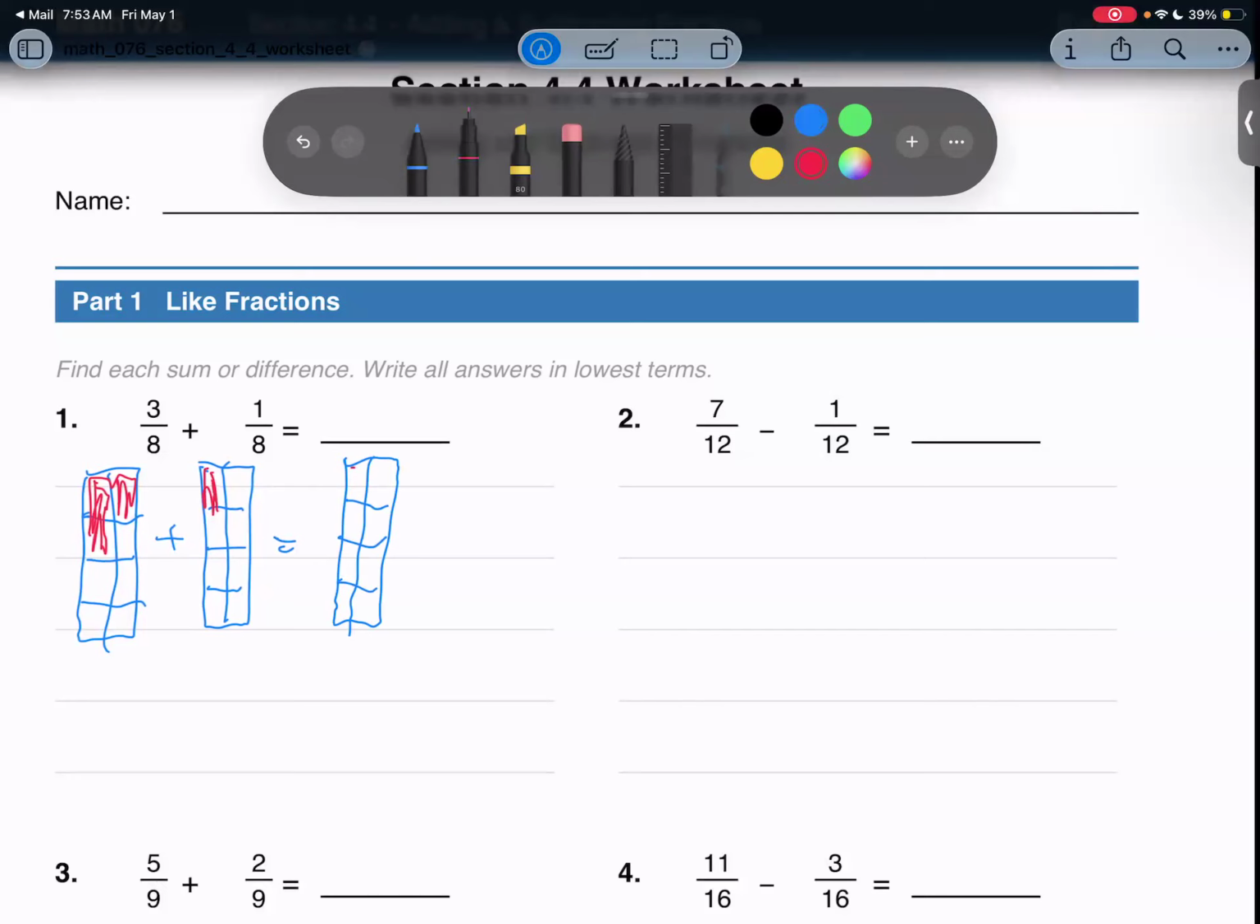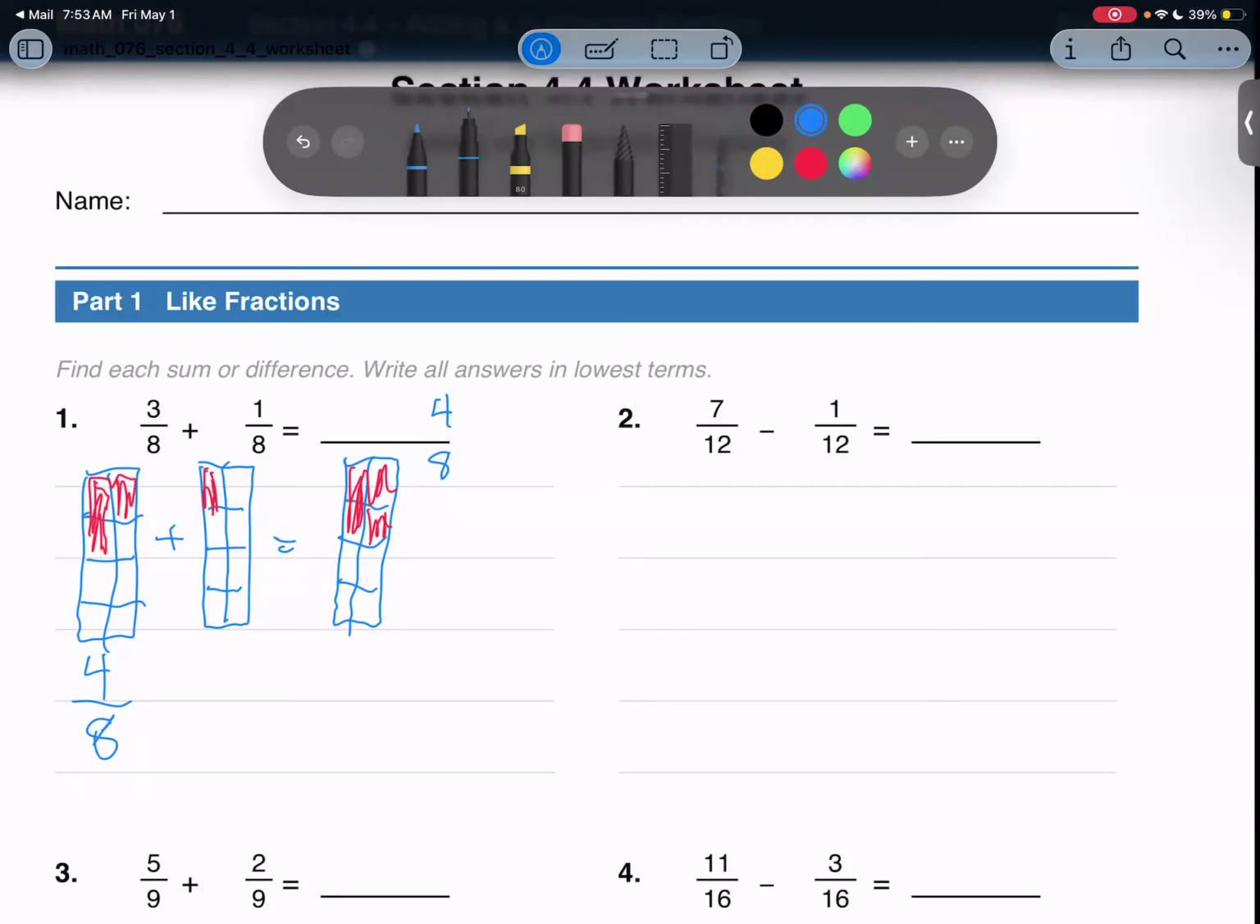Okay, so I got 3 pieces plus 1 piece. When I add them up, you see I've got 4 pieces in my numerator. My number of equal parts in the whole, or my denominator, is going to be 8. And then I ask myself, is this in lowest terms? Is 4/8 in lowest terms? No, it is not in lowest terms.